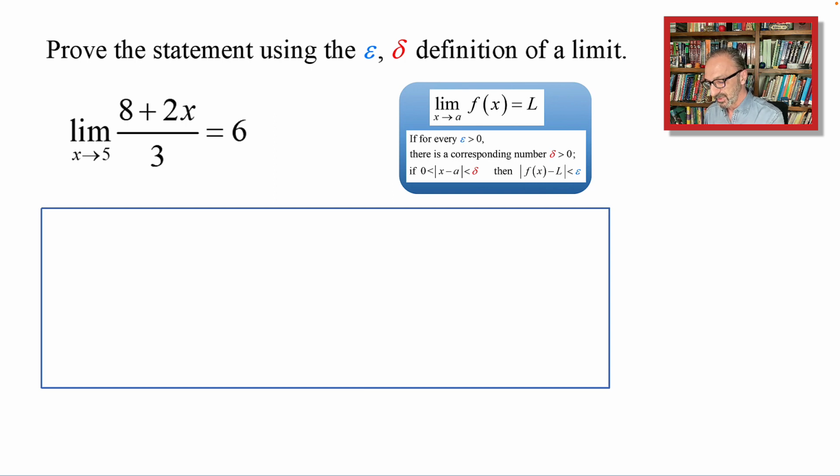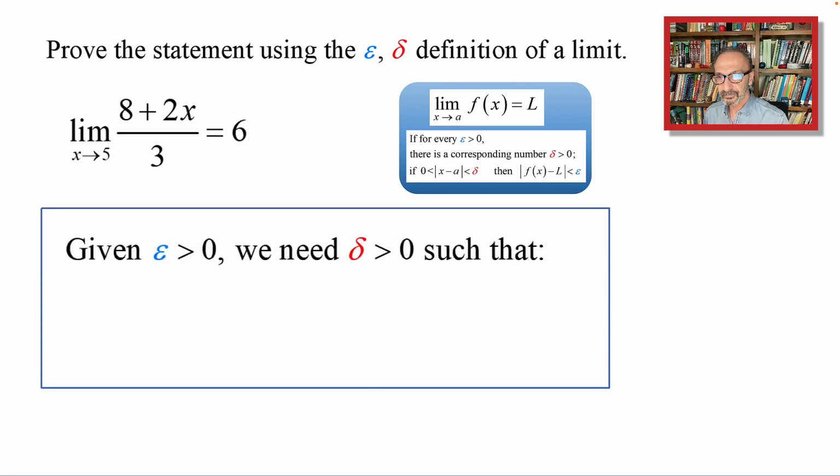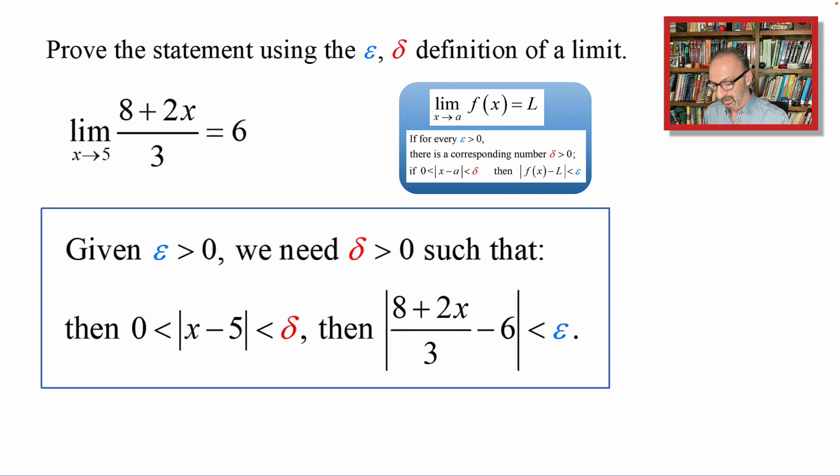So f of x is (8 plus 2x) over 3, which is a straight line. To speak epsilon and delta, looking at our function and our limit, we will do the following. Given epsilon greater than 0, we need delta greater than 0, such that, instead of a, I'm putting 5 that we agreed on.